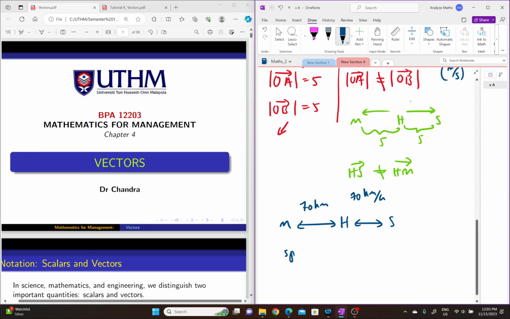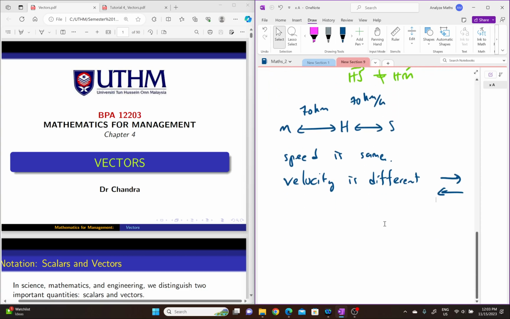The speed is the same. Speed doesn't have direction. But when it comes to velocity, it is different. One is going to the left-hand side, one is going to the right-hand side. Okay, you have to understand, vector quantity.